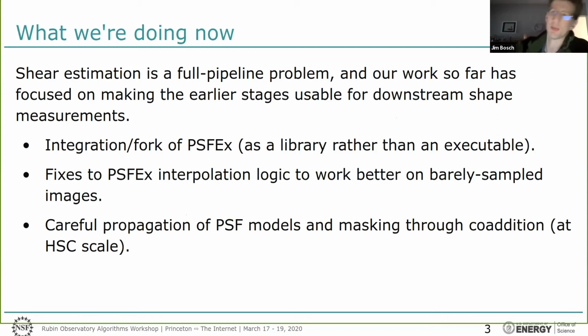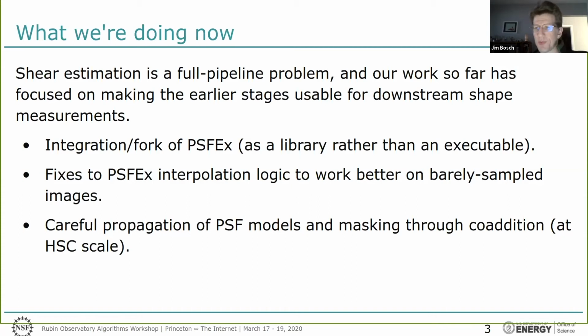Actual fixes to some of the PSFX interpolation logic to work better on barely sampled images. HSC sometimes gets extraordinarily good seeing, and despite its small pixel scale, we're worried that the PSFs aren't really fully sampled. And that certainly theoretically means that a lot of stuff we're doing just cannot be fully correct, but we can make it a little bit closer to correct.